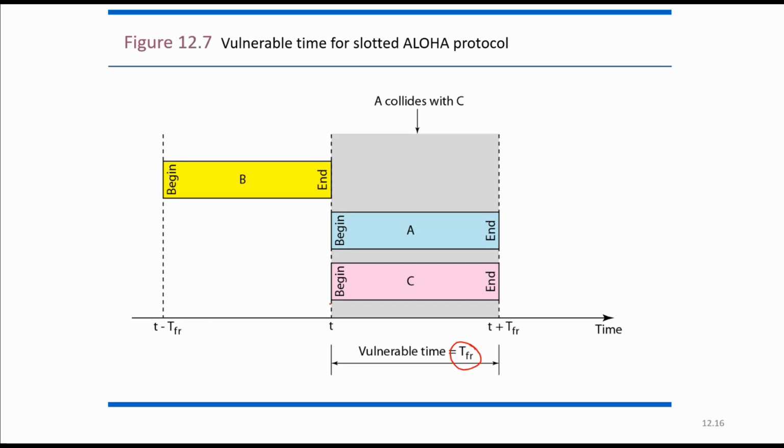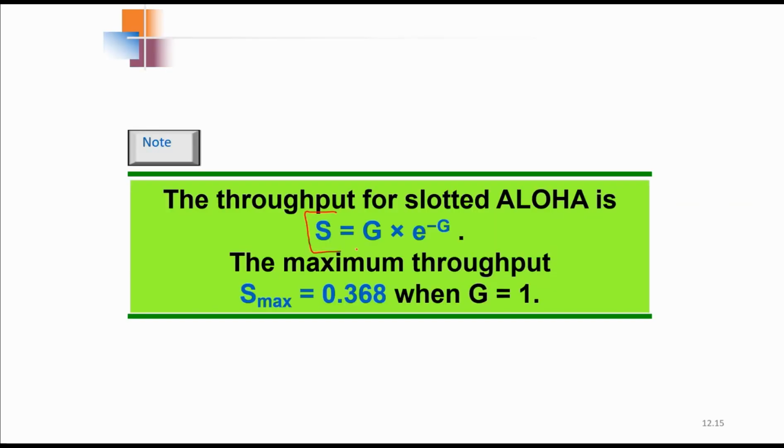So slots will be there, and only at the beginning of a slot can the data be sent by each station. If a station misses the beginning of the slot, it has to wait till the next slot comes, then the data can be sent. This basically reduces the probability of error. For slotted Aloha, the throughput is given by G into e to the power minus G, and the maximum throughput is 0.368 when G is equal to 1. When G is equal to 1, the maximum efficiency is 36.8%.